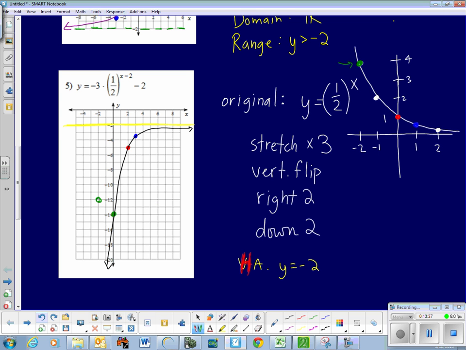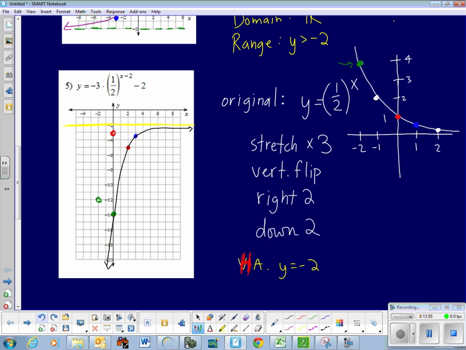Okay, so the same thing happens. The red dot has a height of 1. So I'm at (0, 1). ×3, I'm at (0, 3). Vertical flip, I'm at (0, -3), right here. Right 2, down 2. There we go.